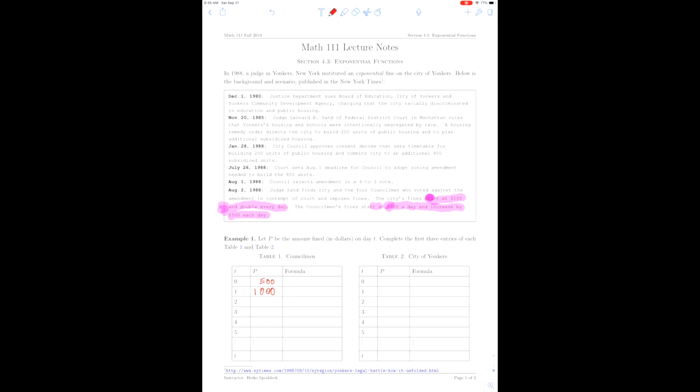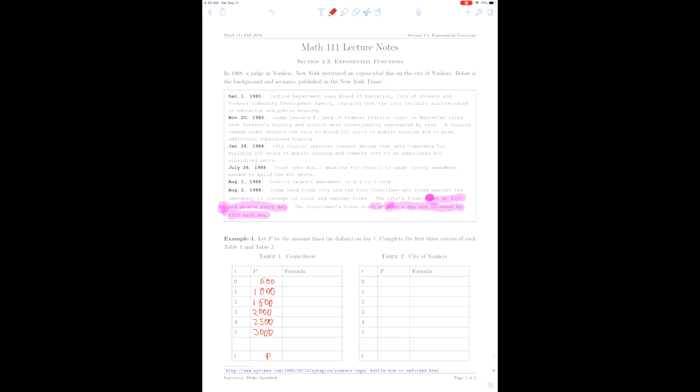And so from here I'll fill in the rest of the table, and I invite you to do the same by adding $500 every day. So we found, by adding $500 every day, how much the councilmen get charged every day. Now, if we wanted to write that in a formula so that we would also know how much they're getting charged on day t, any given day, we'll have to think about what we're actually doing.